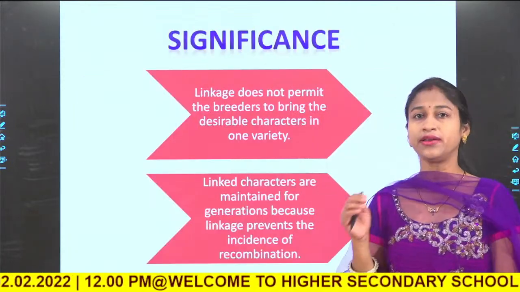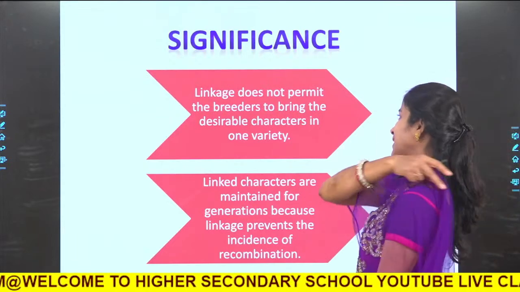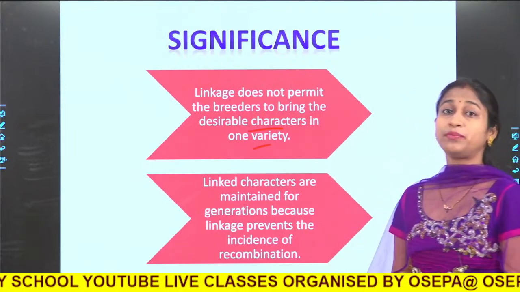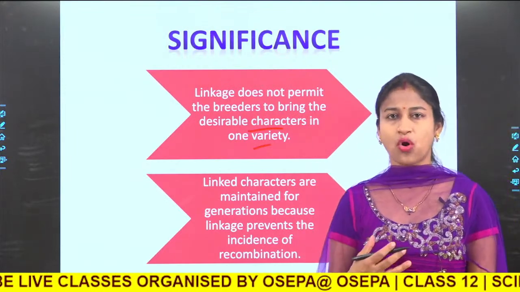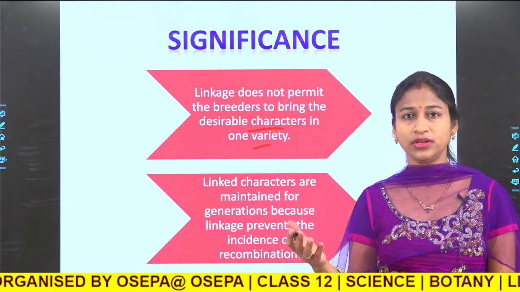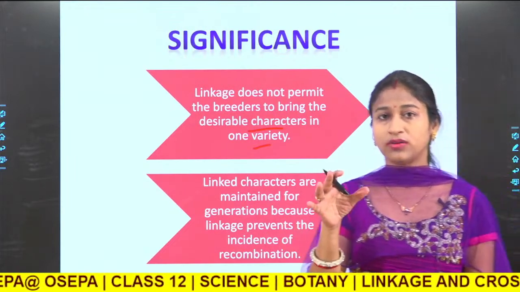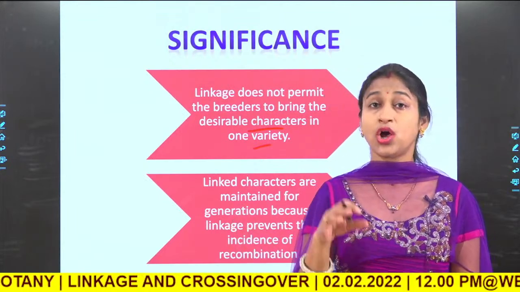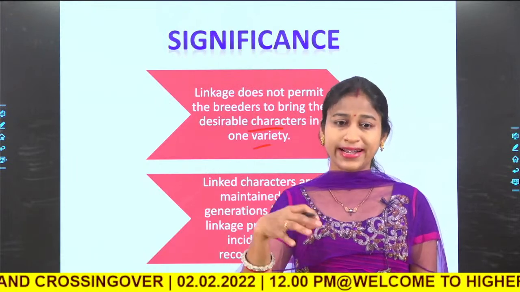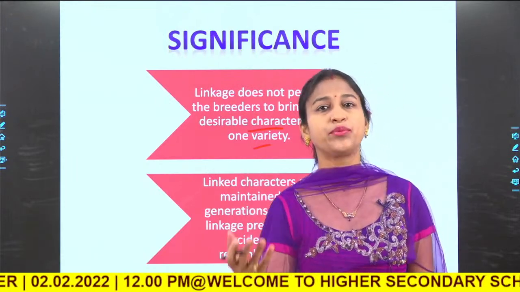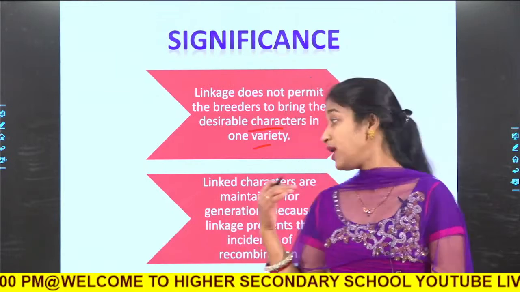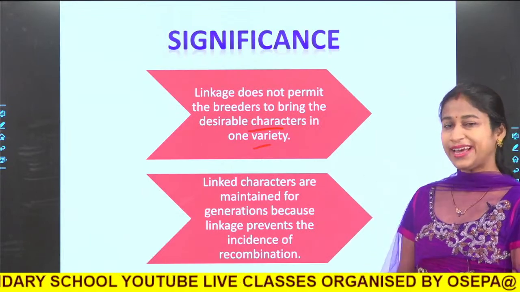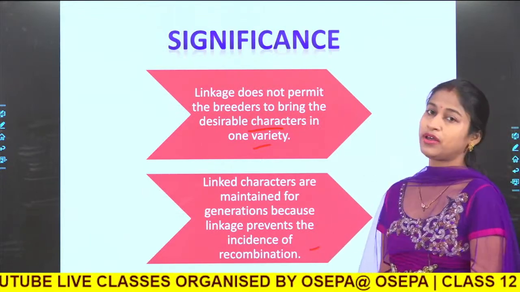Now, what is the significance of linkage? Linkage does not permit breeders to bring desirable characters together in one variety. If the linkage is very strong, it cannot go for new recombination. So, it creates a problem for plant breeders who desire new combinations for the improvement of the crop. Next, linked characters are maintained for generations because linkage prevents the incidence of recombination.